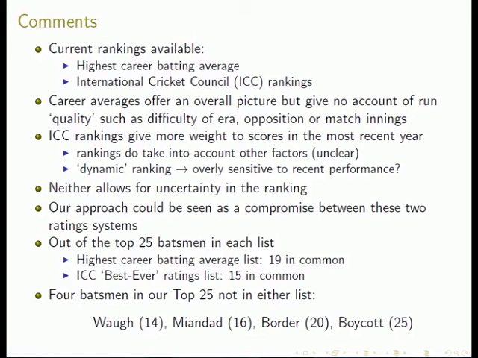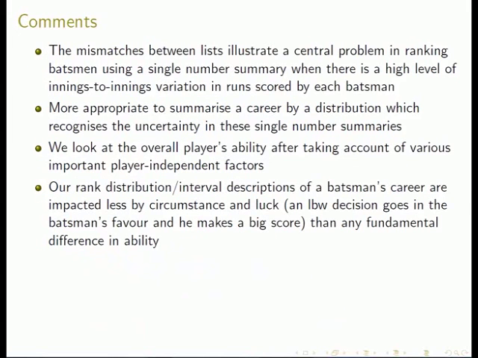So why is that? It's because they are doing an analysis assuming no uncertainty. So the mismatches between these lists illustrate a central problem in ranking. If you just use a single number summary, then if somebody else uses a different single number summary, you're going to get people flipping in and out and flipping in and out. That's not to say that you'll not get that if you take variation into account, but at least there'll be less of that going on.